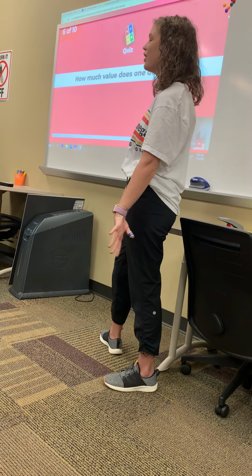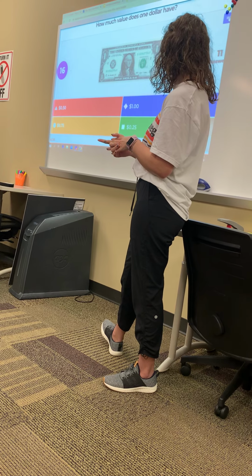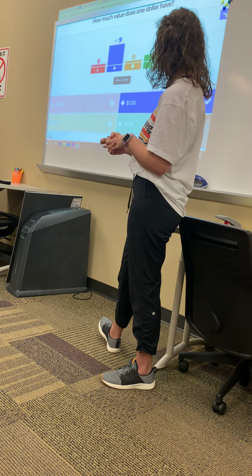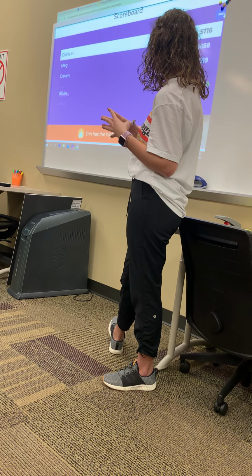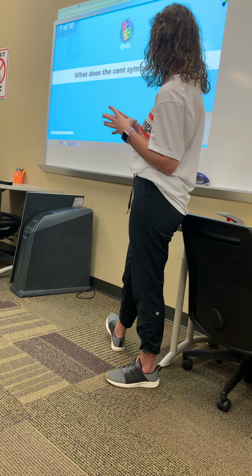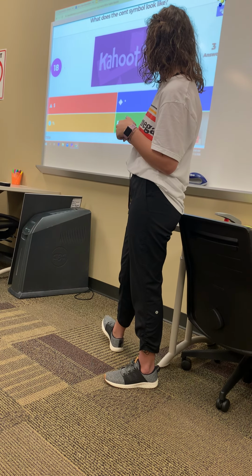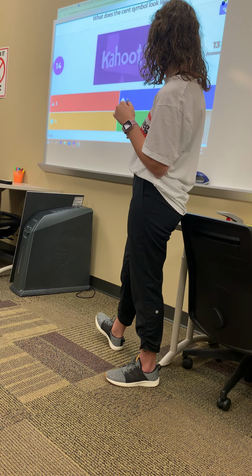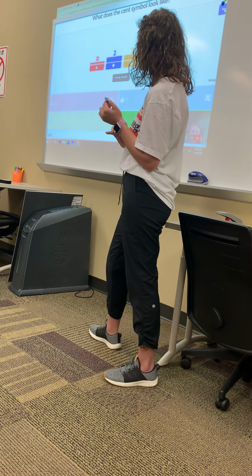How much value does $1 have? Good job, it's worth $1. What does the cent symbol look like? Good job.